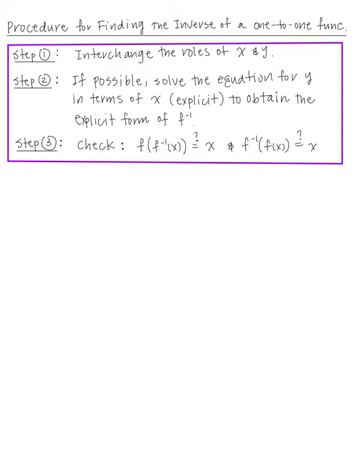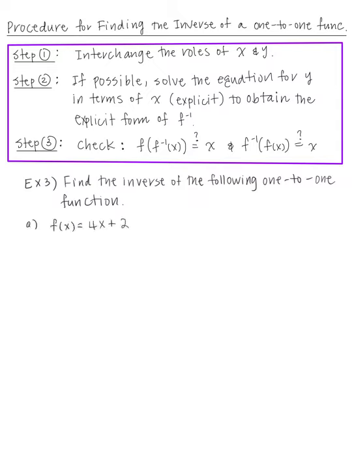Alright, so now step 3. We have to double check to make sure that we computed them correctly by checking f of f inverse of x, is that going to equal x? And f inverse of f of x, is that going to equal x? So those are the 3 steps that we're going to have to do. Let's do some examples. Example 3, find the inverse of the following one-to-one function.